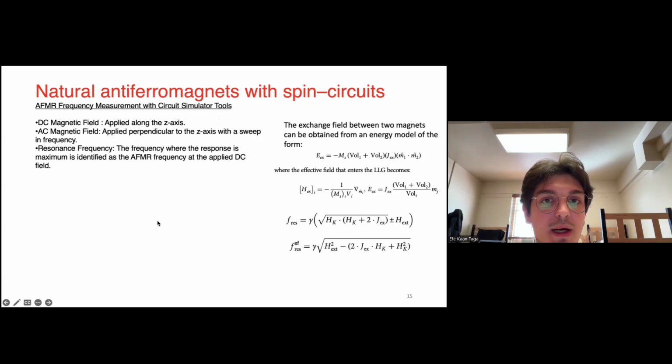And the exchange field between two magnets can be obtained from an energy model of the energy exchange equation. Here, the volumes are the volumes of the two coupled magnetic regions. MS is the saturation magnetization, and G exchange is the exchange coupling constant, which determines the strength of the exchange interaction between the spins. M1 and M2 are the magnetization unit vectors along M1 and M2. And from this equation, it's possible to obtain a resonance frequency formula dependent on the magnetic fields.